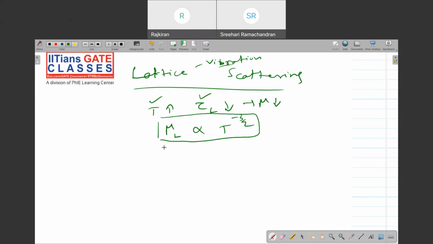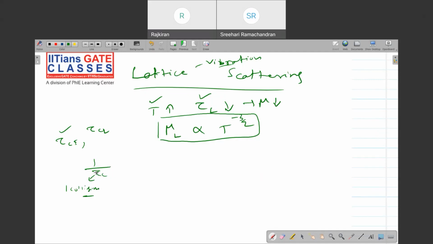Suppose tau Ci is the collision time for the ionized impurity scattering. Tau Cl is the collision time for the lattice scattering. So for tau Ci time, one collision is happening. What is the number of collisions per unit time? Suppose tau C is the time it takes for one collision. So for unit time, how many collisions will there be? It will be one by tau C, na?